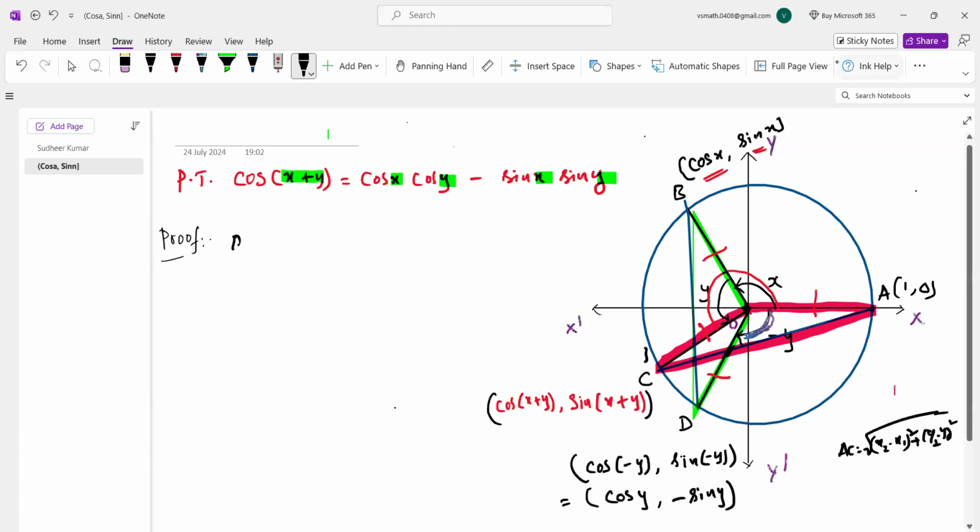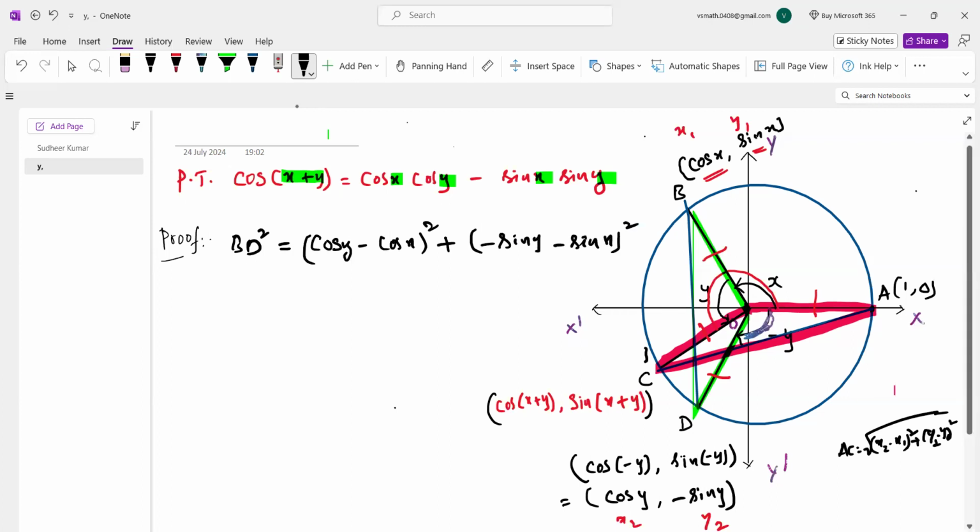Let us find BD square value. So BD square equals x2 minus x1 whole square, right? So let us consider this is x1, y1, and this is x2, y2. Either you can take x2 minus x1 or x1 minus x2, any one of them. So x2 minus x1 is (cos y minus cos x) whole square plus (minus sin y minus sin x) whole square.